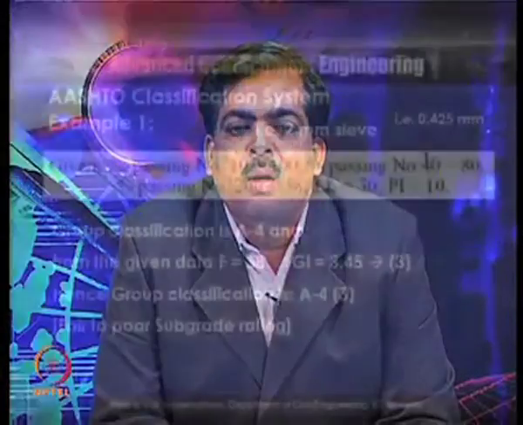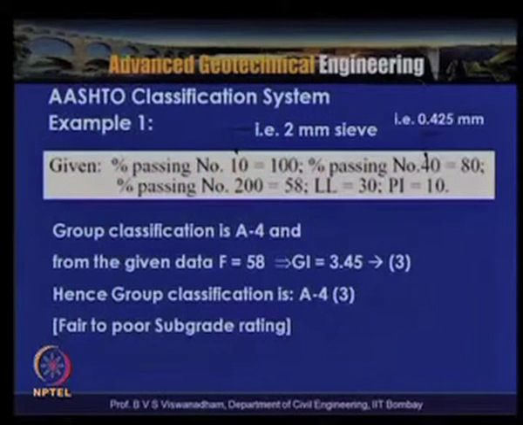Now let us take one example problem, example 1, with the AASHTO classification system, whatever we have discussed. In this problem, the percentage passing 2 mm size, that is passing number 10 sieve, is 100%. That means all particles are finer than this 2 mm size. Percentage passing number 40 sieve, that is 0.425 mm size, is 80%, and percentage passing number 200 sieve is 58%. That is, percentage fines are 58%, so F is equal to 58. The liquid limit is 30 and the plasticity index is 10.